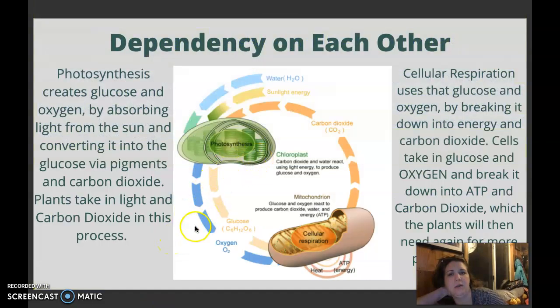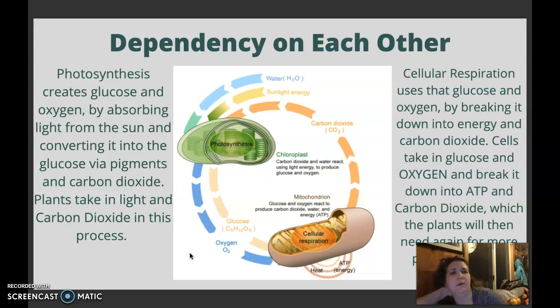Here is a little chart that I found, and it shows a good visual of the dependency of photosynthesis and cellular respiration. They depend on each other. Photosynthesis creates glucose and oxygen by absorbing the light from the sun and converting it. So it's taking in carbon dioxide and light, and it's putting out oxygen and glucose.